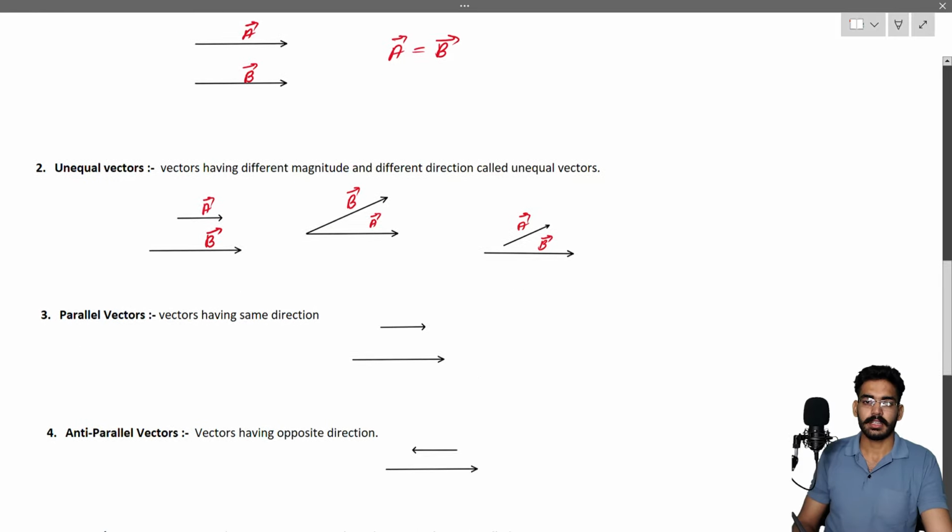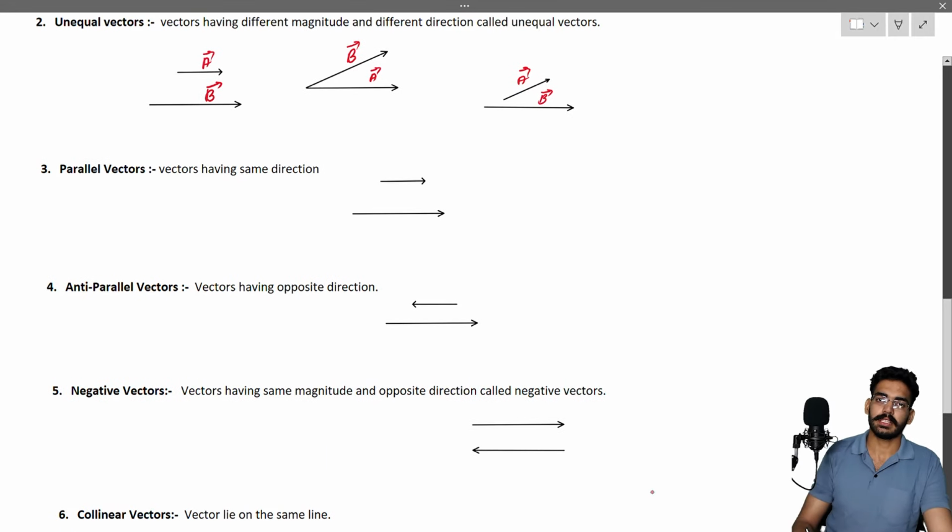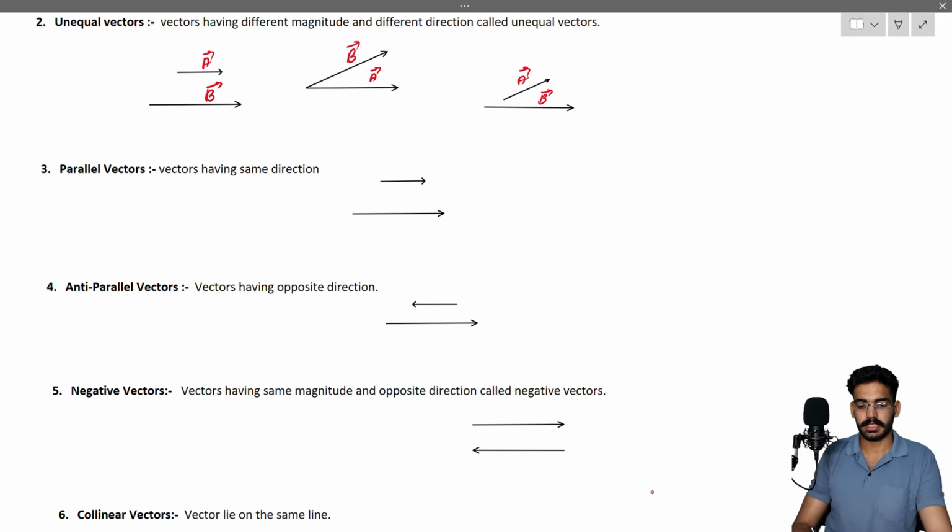Now next thing, parallel vectors. Parallel vectors means their direction is the same. Magnitude can be different or can be the same, but direction will be the same. So for A vector and B vector, we can say A cap is equal to B cap.